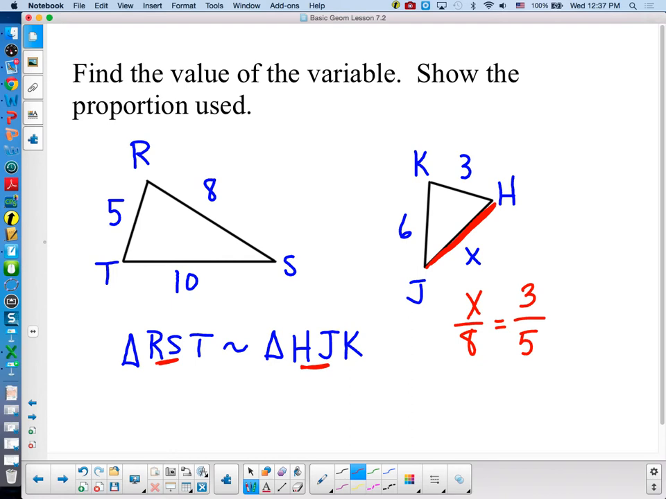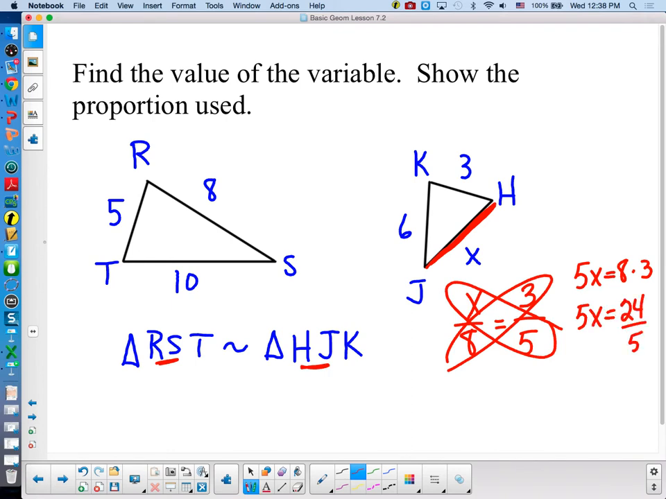So I'm just setting up the comparison of the sides. X to 8 would be the same as 3 to 5. How do I figure out what x is? Yesterday's lesson. Cross multiply. So 5 times x would equal 8 times 3. 8 times 3 is 24 divided by 5. 4.8. You are going to get some decimals. So x would have to be 4.8 in order to have those be similar.